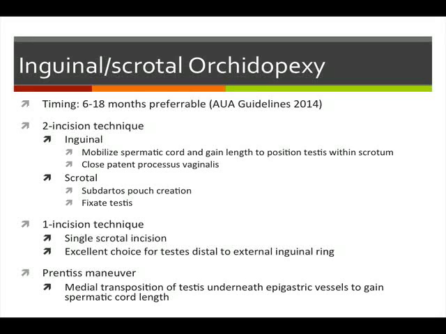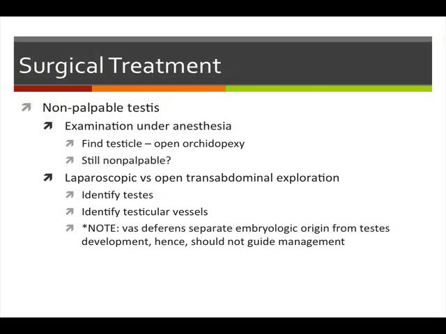If you can't gain enough length using these, you can also try a Prentice maneuver, which is either cutting or ligating the epigastric vessels, the inferior epigastrics, or just transposing the testes underneath them. If you think of it in your mind, it straightens out or shortens the distance the testicle has to travel to come down, as opposed to taking away the bend that happens down here.